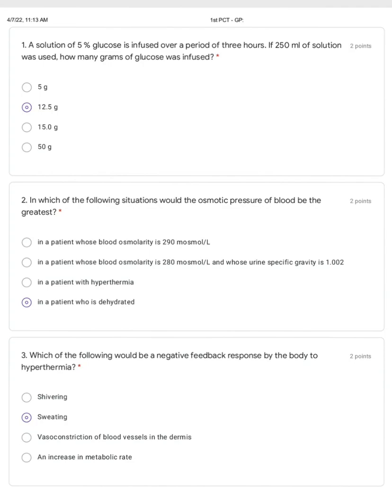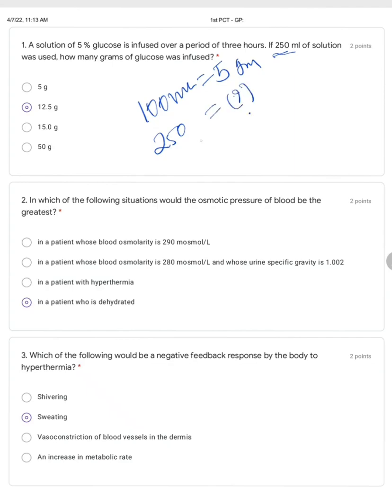The 5% glucose is infused. Total amount infused is 250 ml. So how much amount of the total glucose was infused? Here 5% means in 100 ml there is 5 gram. So how much is infused? 250 ml.